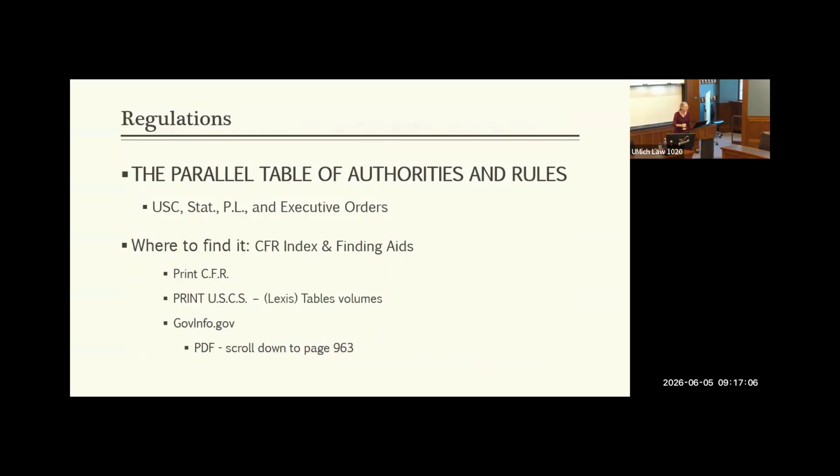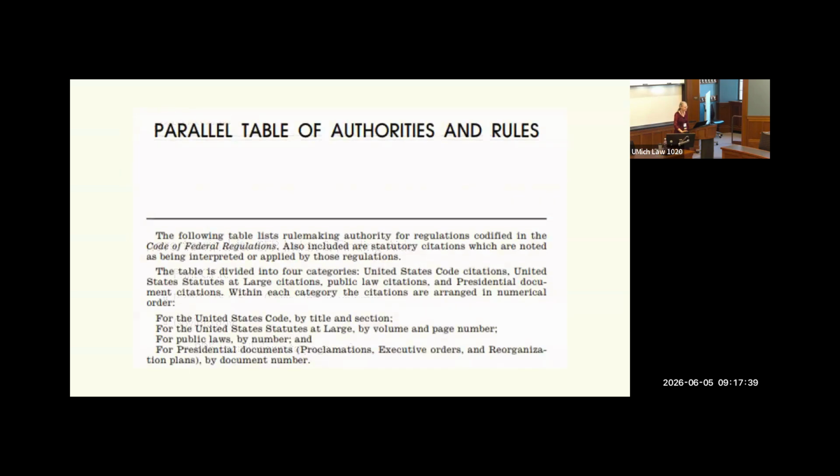So you can find it in the print CFR, which Federal Repository isn't giving out anymore. My library got special permission to keep our print CFR, and I am very, very happy. If you have USCS, which we canceled, it's in the index volume. It's in the volumes at the end of the set. And it is on govinfo.gov. They have the CFR index and finding volumes digitized, and it's on page like 963, so you have to scroll to the very end. But it is there, and it's my favorite.